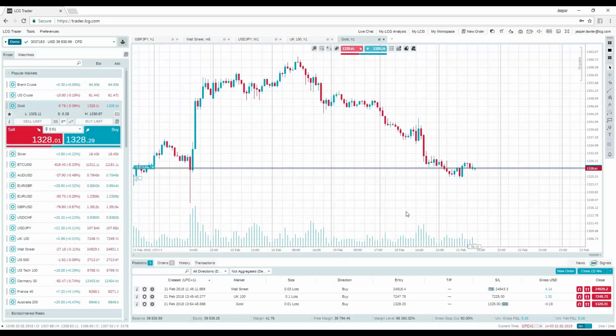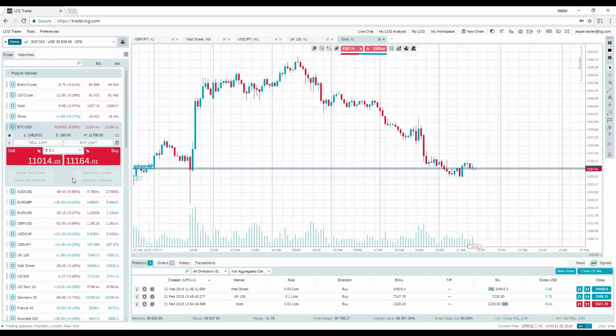So example. You can see I've got actually an open position here in Wall Street. That's a TS, which is for trailing stop. But let's just do a new order here for the sake of it. Dare I do an order in Bitcoin? Let's see. Let's do it.